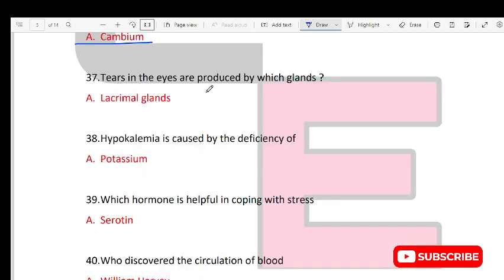37. Tears in the eyes are produced by which glands? Answer: lacrimal glands. 38. Hypokalemia is caused by the deficiency of? Answer: potassium. 39. Which hormone is helpful in coping with stress? Answer: serotonin. 40. Who discovered the circulation of blood? Answer: William Harvey.